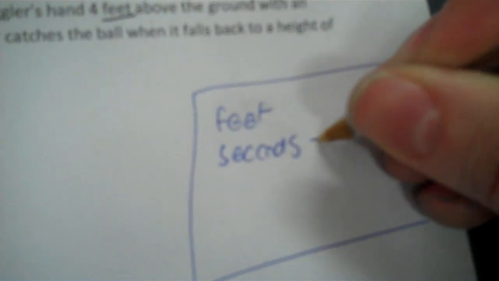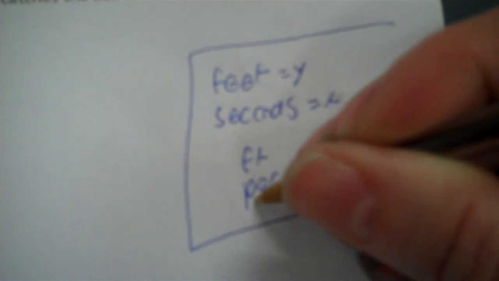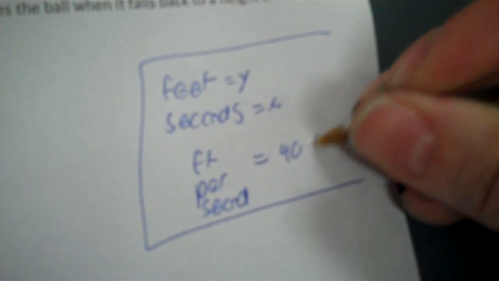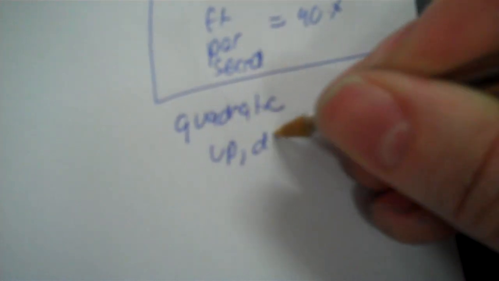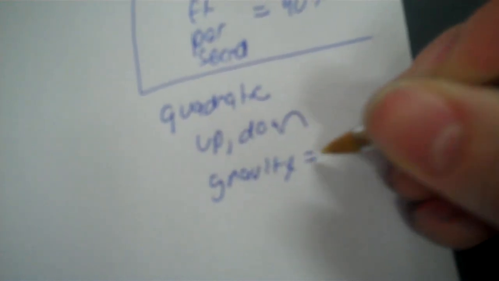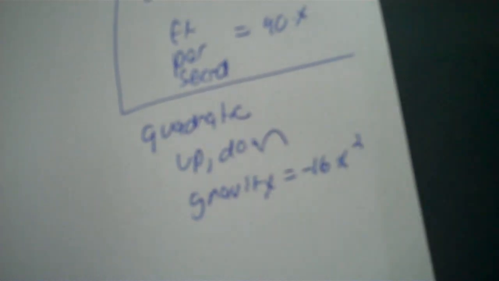Okay, so we have feet and seconds. X is seconds, Y is feet. Then it's feet per second. Now the feet per second is 40 times X, but you remember what goes up comes down, so it would not be linear. Okay, this would be a quadratic because that's what you have when you have up and down. Something goes up, must come down. That's gravity. So gravity is equal to negative 16 x squared.